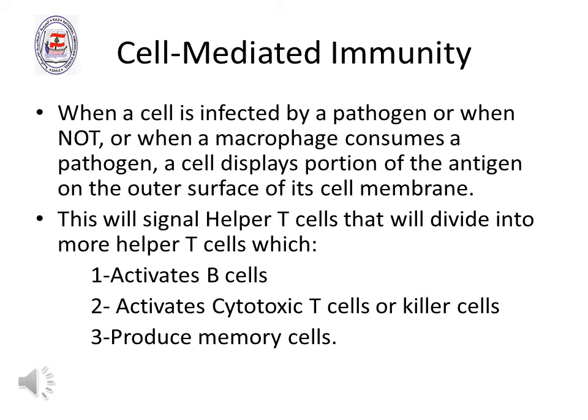When a cell is infected by a pathogen, or when not, for example, in cases of cancer, or when a macrophage consumes a pathogen, a cell will display a portion of the antigen on the outer surface of its cell membrane. A macrophage is a kind of white blood cell. This will signal helper T cells that will divide into more helper T cells, which, first of all, will activate B cells; second, activate T cells or cytotoxic T cells; third, produce memory cells.